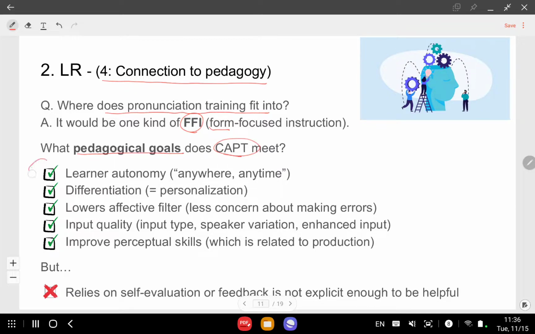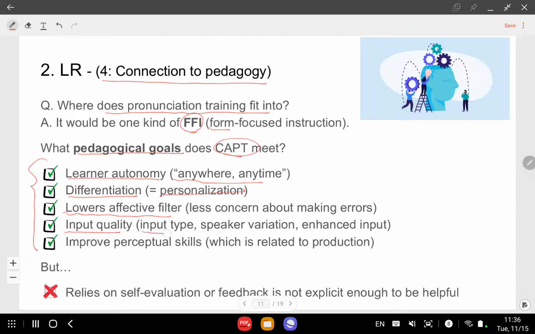And what pedagogical goals does CAPT meet? So what kind of benefit? What's the advantage of using CAPT? It affords learner autonomy. There's a famous phrase: anywhere, anytime. By using technology, you can learn anywhere, anytime, and it offers differentiation or personalization, and it lowers the affective filter because you're not talking to a person. You will be less nervous, and there could be a variety of input quality, good quality inputs.